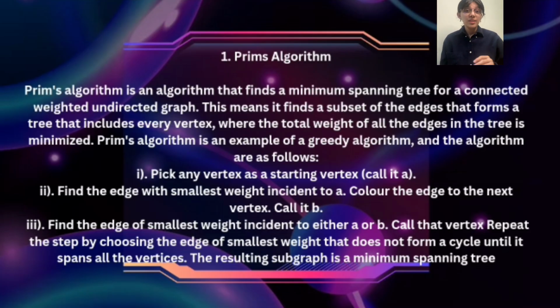Step number 1. Pick any vertex as a starting vertex. Call it A. Step number 2. Find the edge with the smallest weight incident to A. Color the edge to the next vertex. You can call it B. The last step is to find the edge of smallest weight incident to either A or B. Call it vertex C for convenience. Repeat the step by choosing the edge of smallest weight that does not form a cycle until it spans all the vertices. The resulting subgraph is a minimum spanning tree.